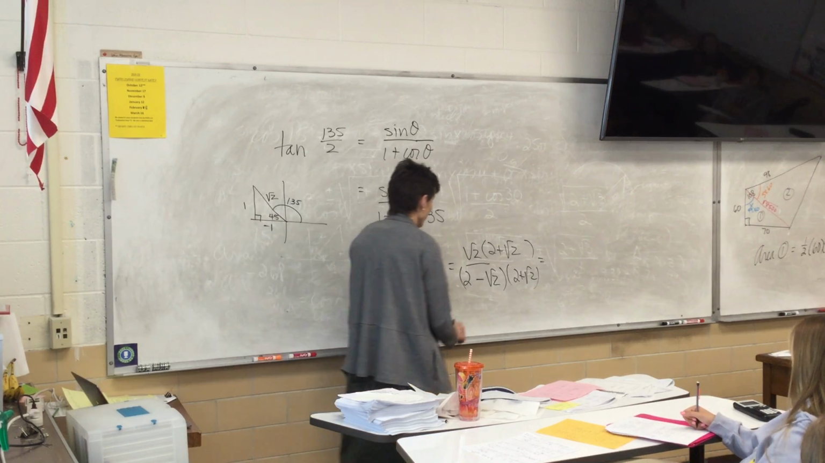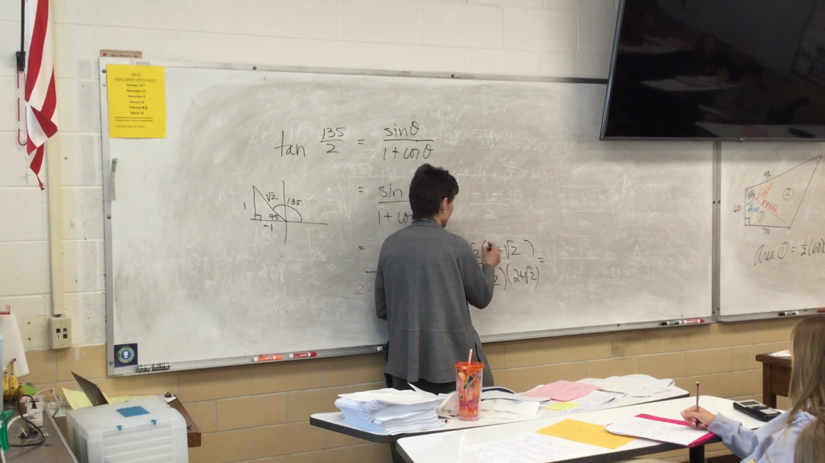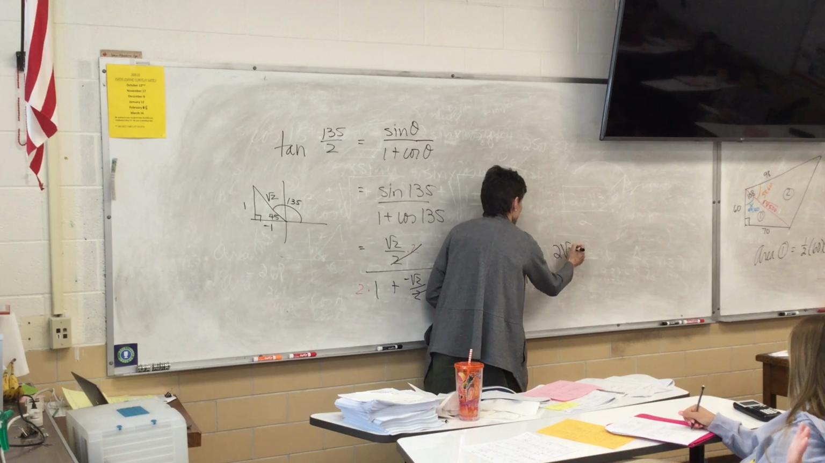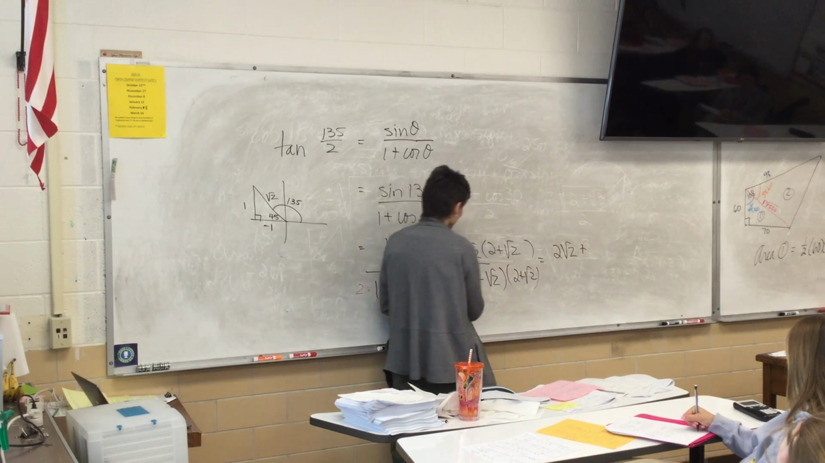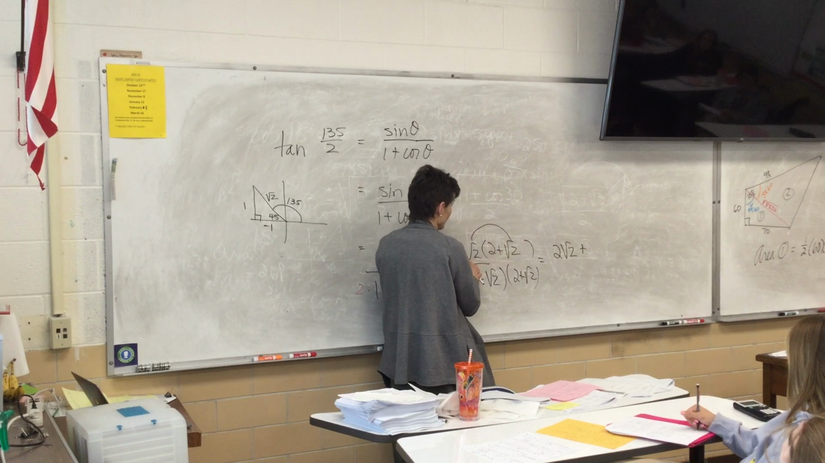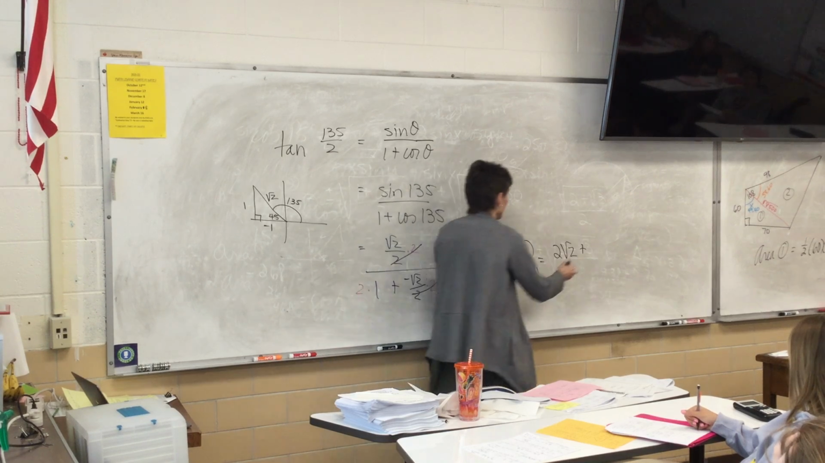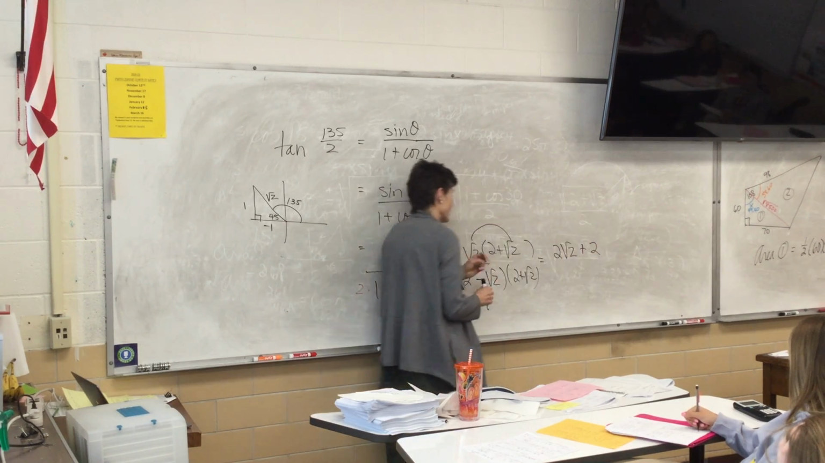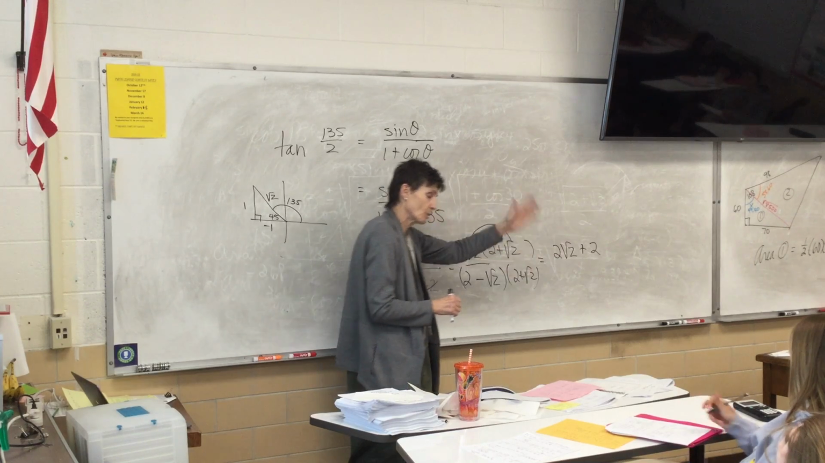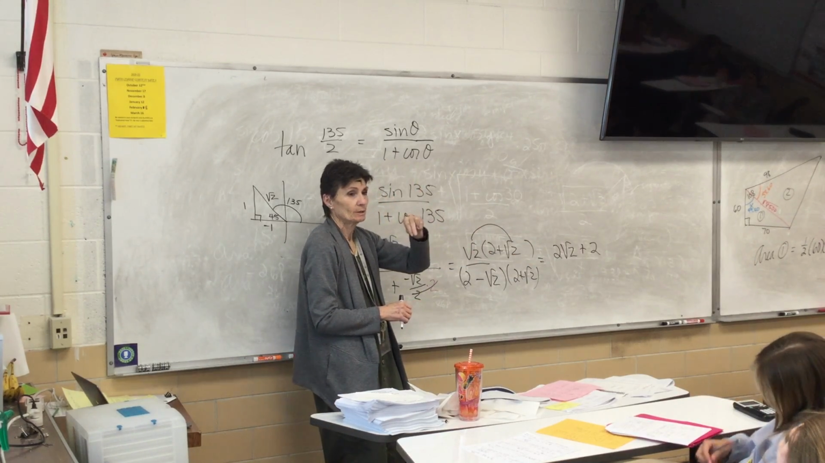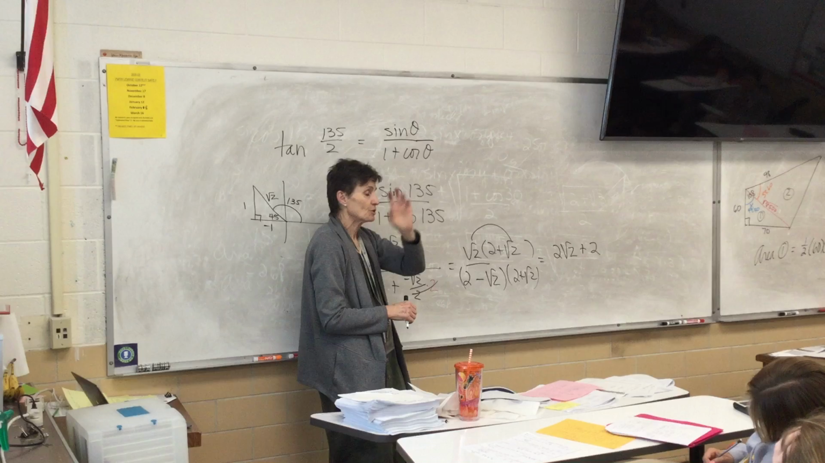All right, so here we go. On the top it's a distribute. So I'm going to get 2 square root 2 plus. What happens when I multiply root 2 times root 2? I get the square root of 4, which is 2. Remember, when you multiply radicals that are the same, like square root of 2, square root of 2, you just get 2. Square root of 7, square root of 7, you just get 7.